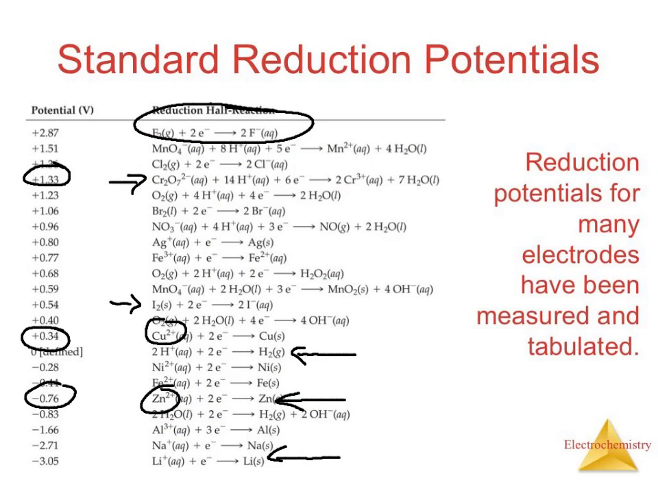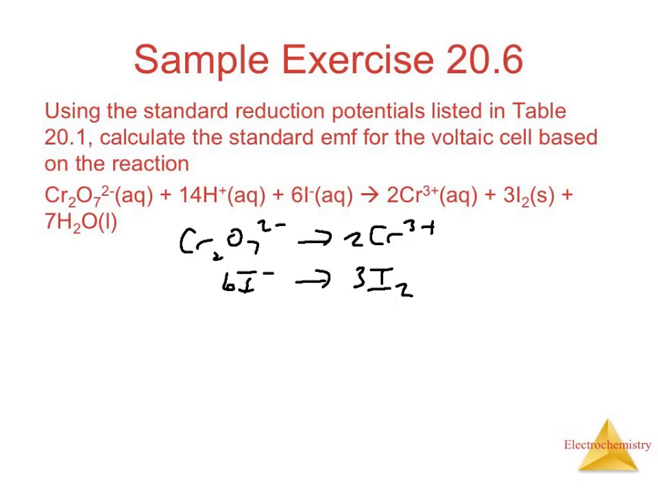Okay, so between those two, the reduction that's most likely to happen, the one that's higher on the chart, is the Cr2O7 2-, okay, the one with the plus 1.33. So that means that's going to be our reduction reaction. The oxidation is going to be the one down below. Okay, now you could look at the overall reaction and you could figure that out anyway, because I- going to I2 is an oxidation, right?